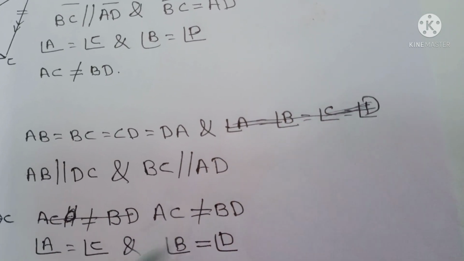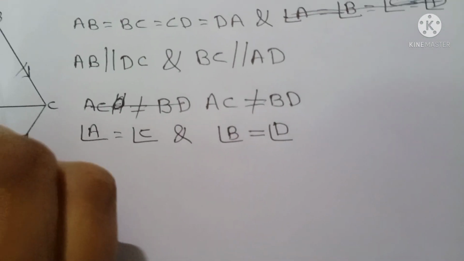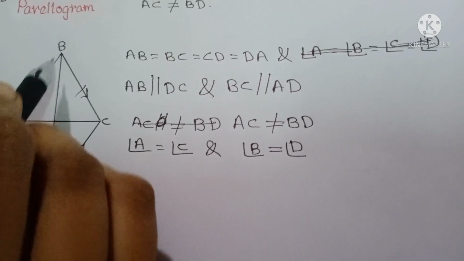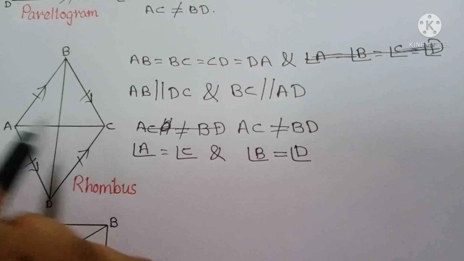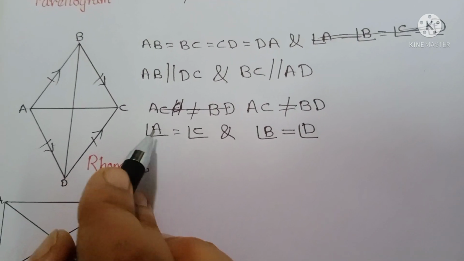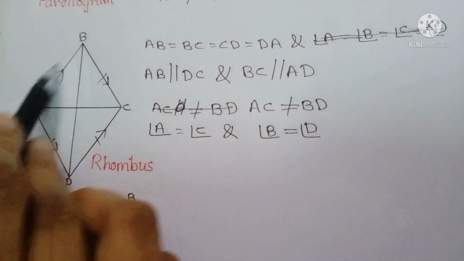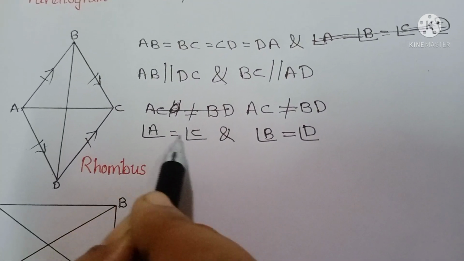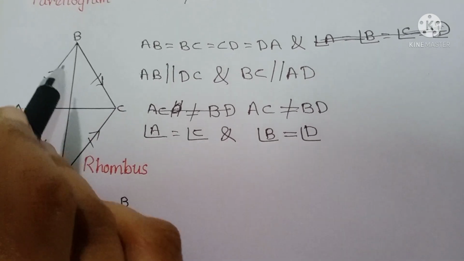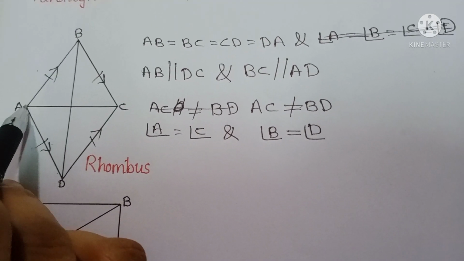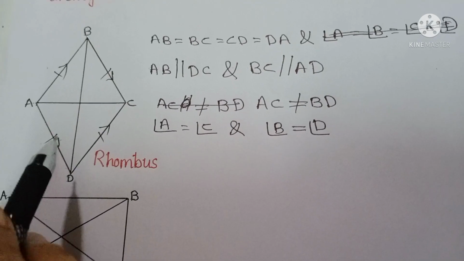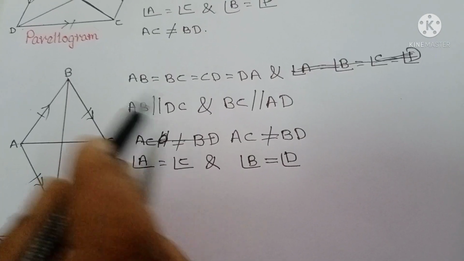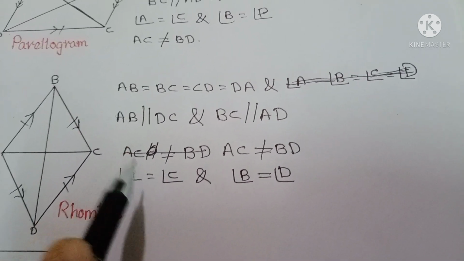All angles are not equal. In a rhombus, opposite sides are equal. Opposite angles are equal. All sides are equal. Diagonals are not equal. Okay, these are the basic properties of a rhombus.